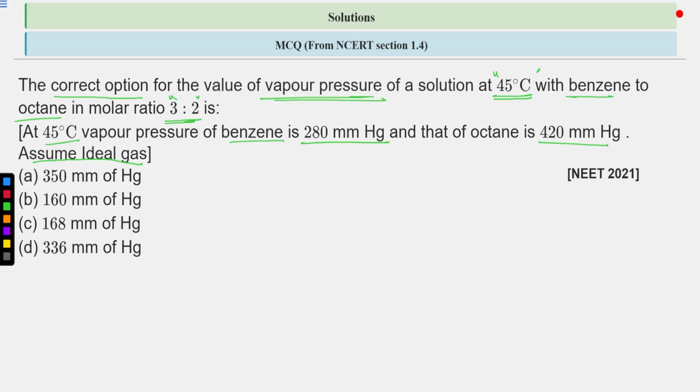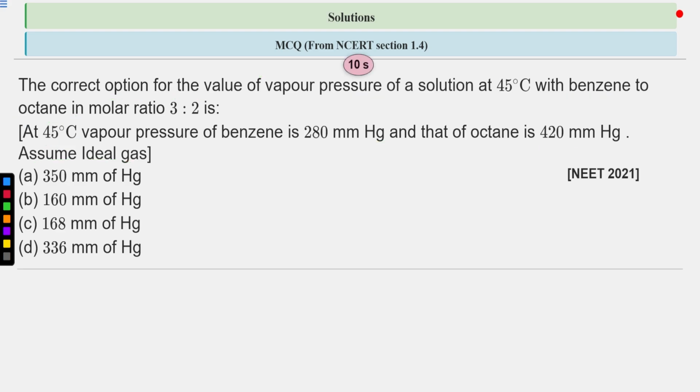So we have been given the vapor pressure at this temperature for benzene and octane separately, and we have been given the benzene to octane molar ratio, which is 3:2. You have to tell the vapor pressure of the solution. This question was in the NEET examination in 2021, and the options given are 350 mm of Hg, 160 mm of Hg, 168 mm of Hg, or 336 mm of Hg.